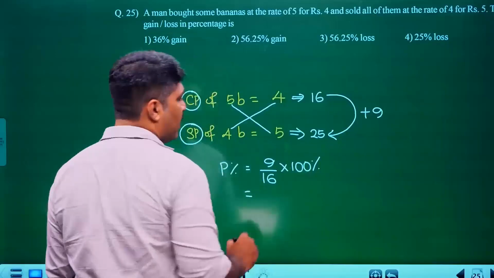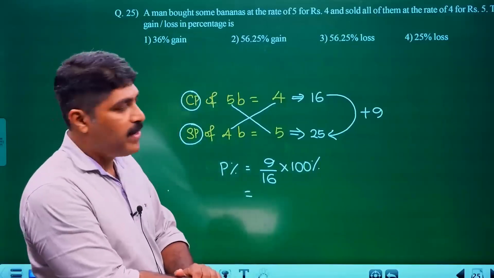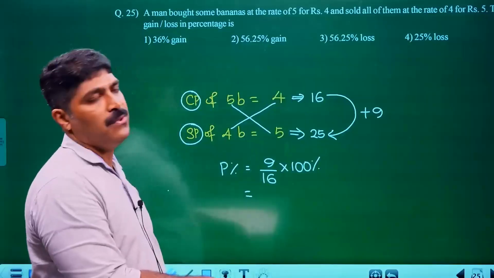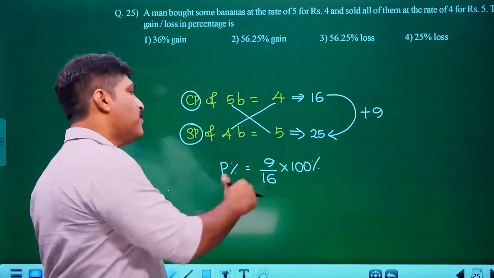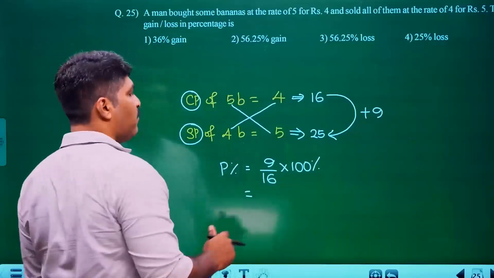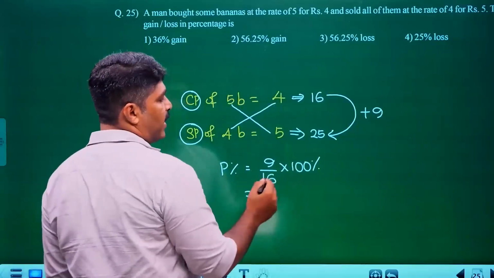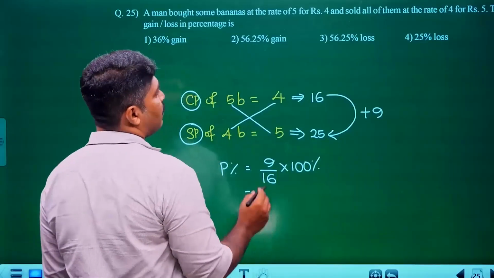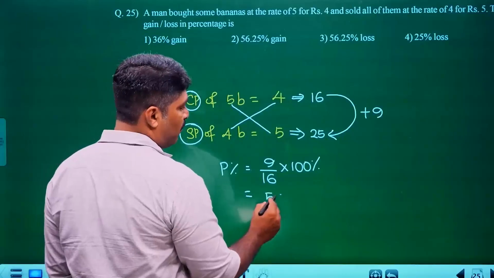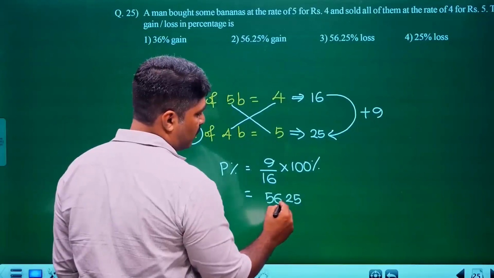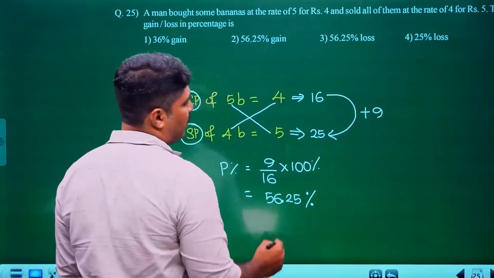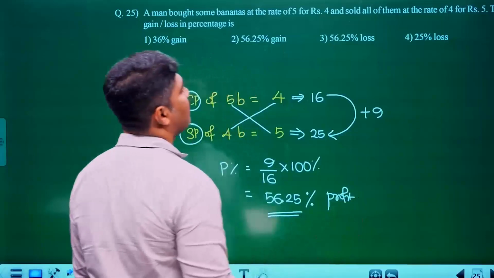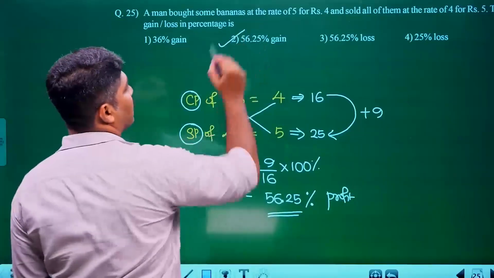So what is it? We know that 1 by 8 is equal to 12.5. So therefore, 1 by 16 is equal to 6.25. So 9 into 6.25, like that you can do. Otherwise, you simply divide 900 by 16. Got it? That's simple logic. After doing these operations, what will you get? This is equal to 56.25%. 56.25% profit. Got it? So that is our answer. Therefore, the answer is 56.25%.